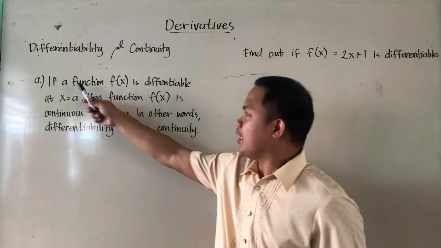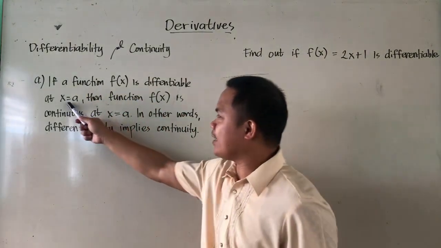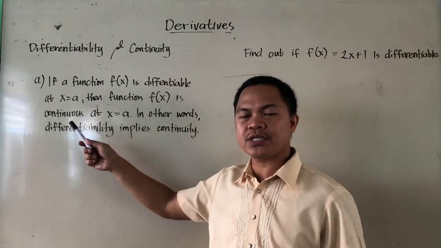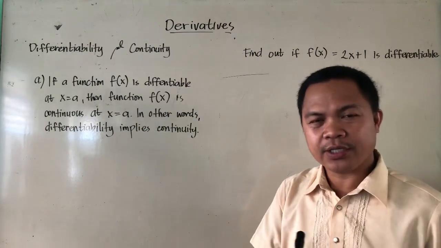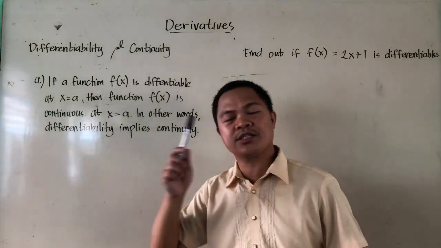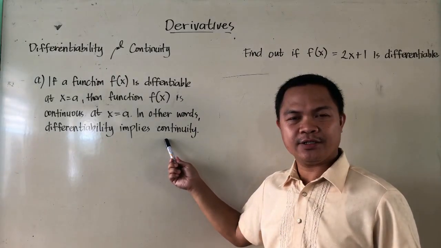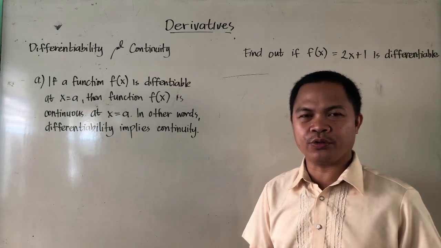So, again, if a function f of x is differentiable at x equals a, then the function f of x is continuous at x equals a. In other words, if the given function is differentiable, then it connotes continuity, or it is said that the given function is also continuous.